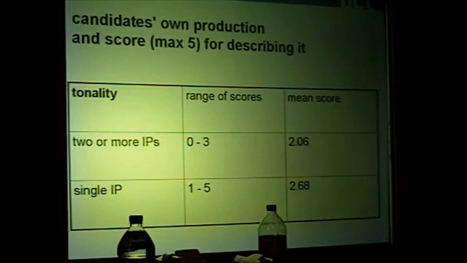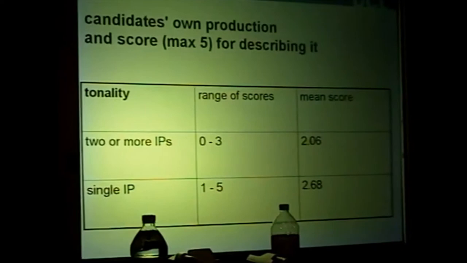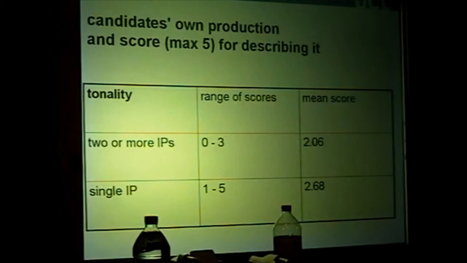One of the things that they have control over is how many intonation phrases, how many IPs to break it into. And I found very clear evidence, as you can see here, that those who chose to break it into 2 or more IPs scored worse than those who put it in a single IP. This, of course, is because they give themselves a more difficult task of description.